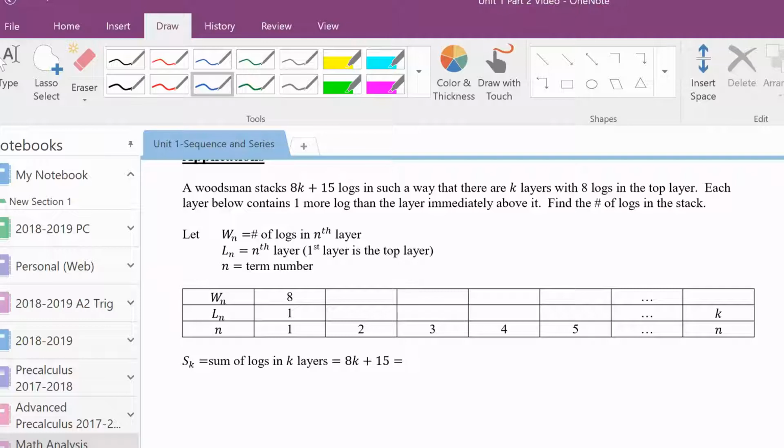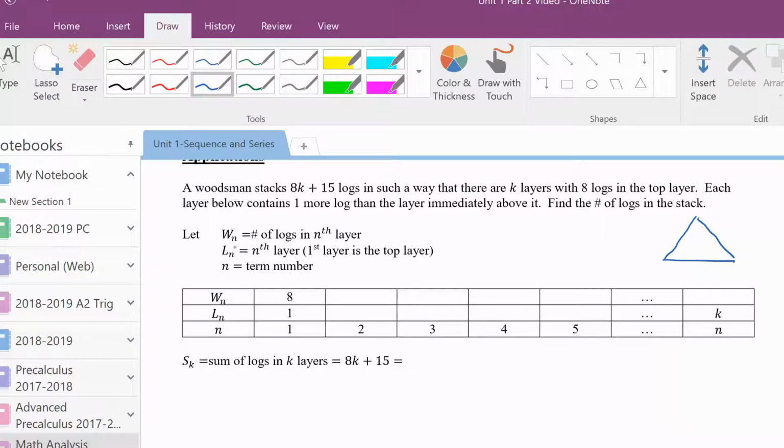Now, some applications. The first one, a woodsman stacks 8k plus 15 logs in such a way that there are k layers with 8 logs in the top layer. So you have 8 logs in the top layer, and then it just keeps getting bigger like a pyramid, 1 log each time. Find the number of logs in the stack.